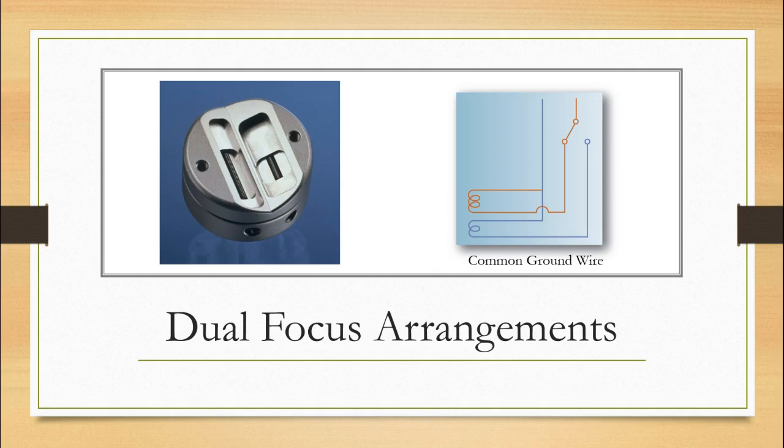All right, the dual focusing arrangement. The one thing that I want you guys to know is that there's one ground wire. So a common ground keeps the wiring simpler. So here's our large focal filament, I should say, and our small filament within the focusing cup, which is made of nickel, right?